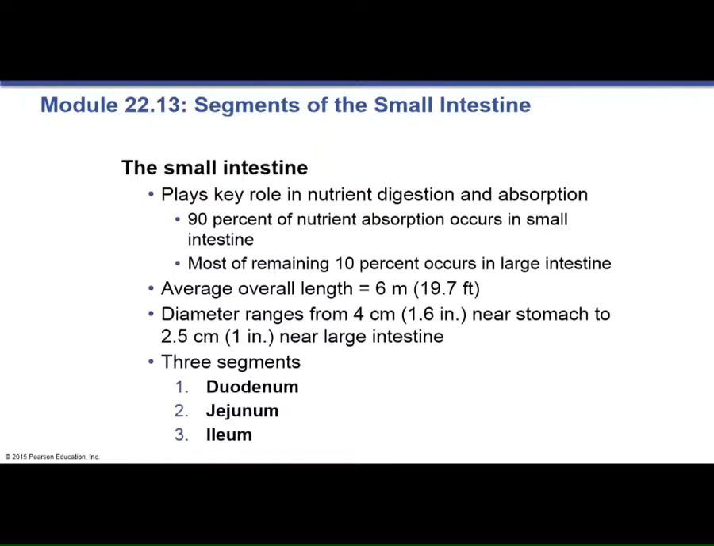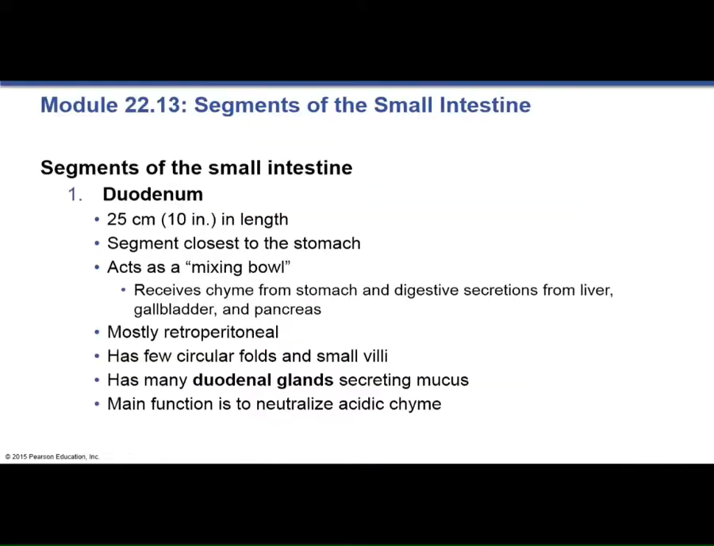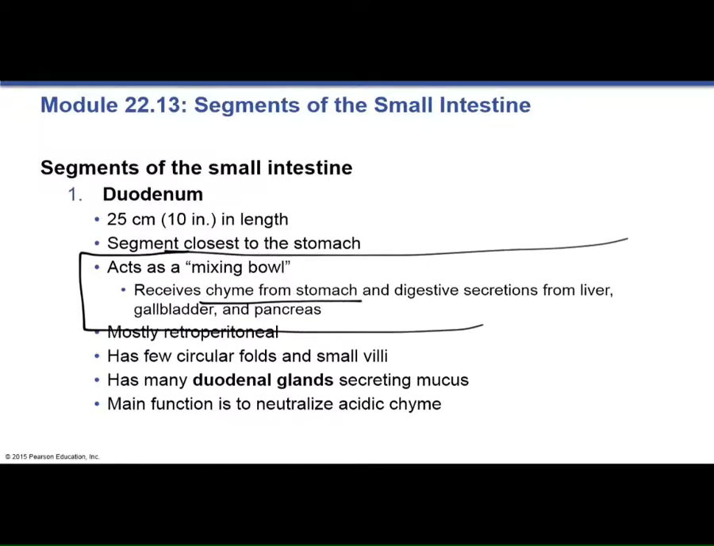Section 13 is just the sections of the small intestine, so please review those sections: the duodenum, the jejunum, and the ileum. The duodenum acts as a mixing bowl, because remember, the duodenum is not only the first part of the small intestine receiving the chyme from the stomach, but it's also receiving the digestive secretions from the liver and the gallbladder and the pancreas.